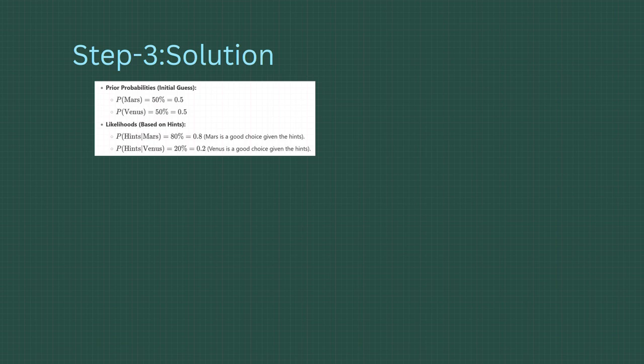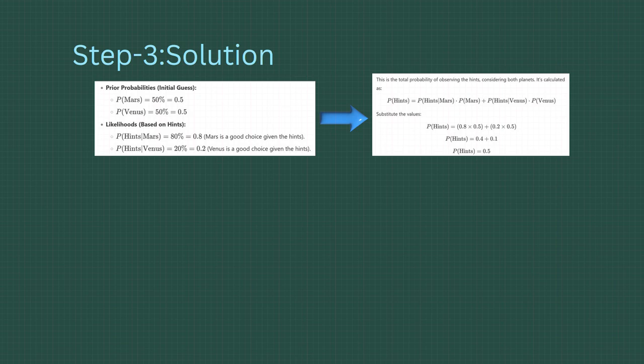The probability of having Mars based on the hint is 80%, which is 0.8. Mars is a good choice given the hints. And the probability of Venus based on the hint is 20%, which is 0.2. Now we will find the probability of the hint. The total hint is the probability of Mars based on hint times the probability of Mars, plus the probability of Venus times the probability of Venus based on hints, which gives the probability of hint as 0.5.